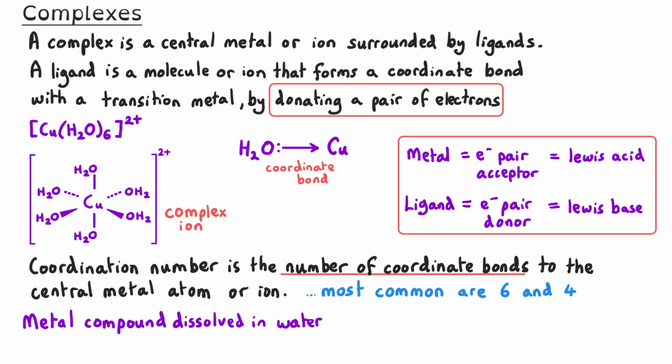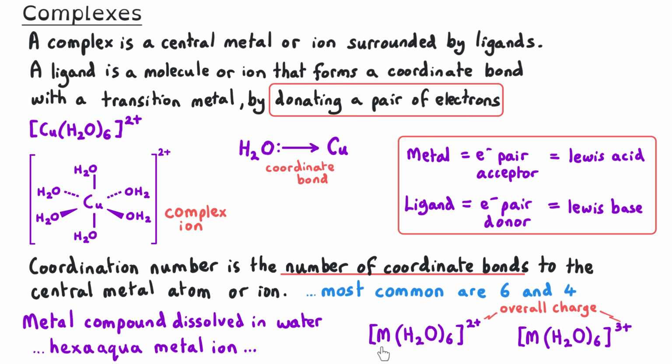And the most common complex you'll encounter here is the hexa-aqua complex, like the one I've shown here, which is called hexa-aqua copper 2. And in general, we'll see the formula of the complex with M for any generic metal, 6 water ligands, and typically the complex will have a 2+ charge or a 3+ charge. And this is the complex that forms when any metal compound dissolves in water.